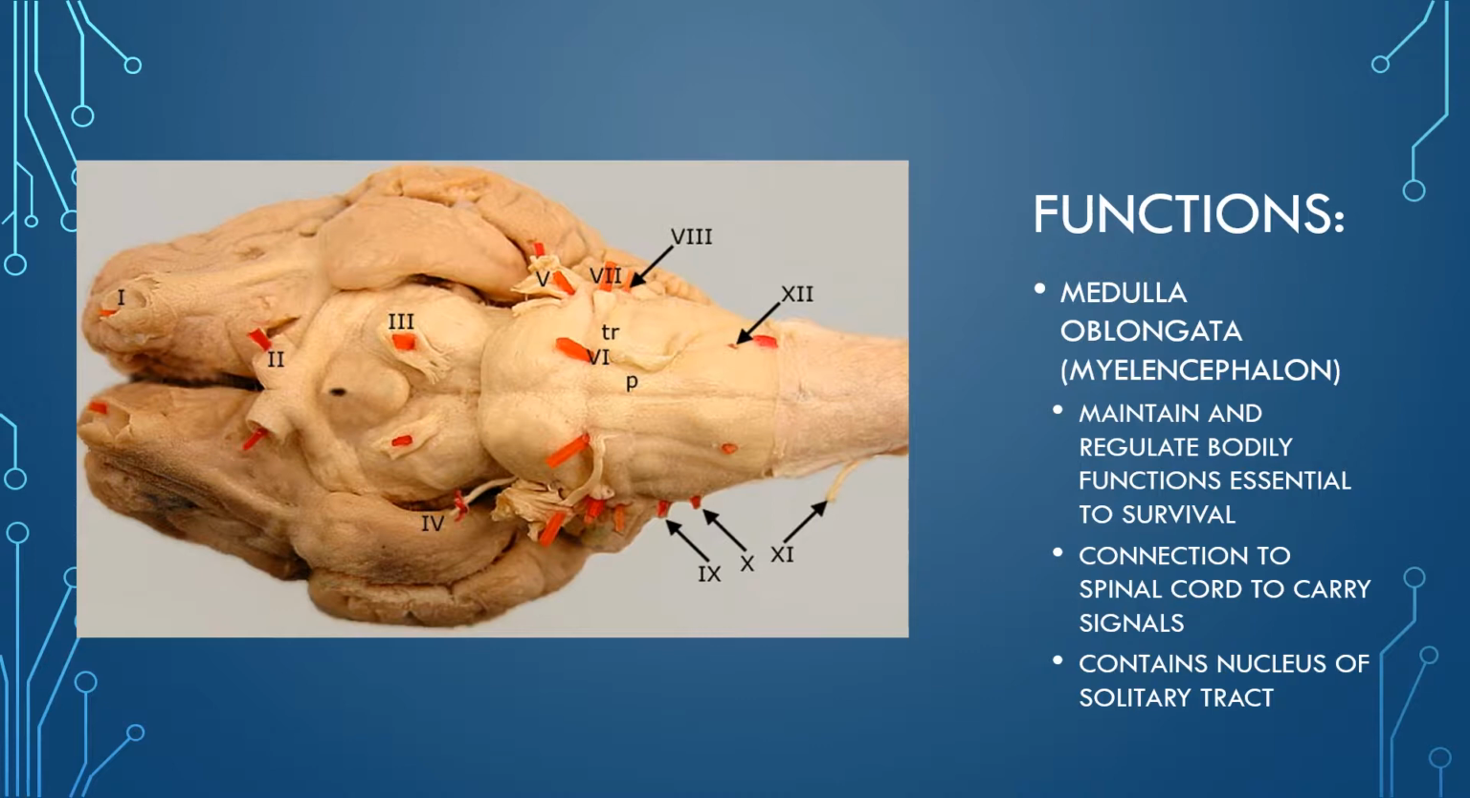The medulla oblongata is also known as the myelencephalon. It maintains and regulates bodily functions essential to survival. It is the vasomotor center for autonomic and involuntary functions such as breathing, heart rate, blood pressure, and vomiting.